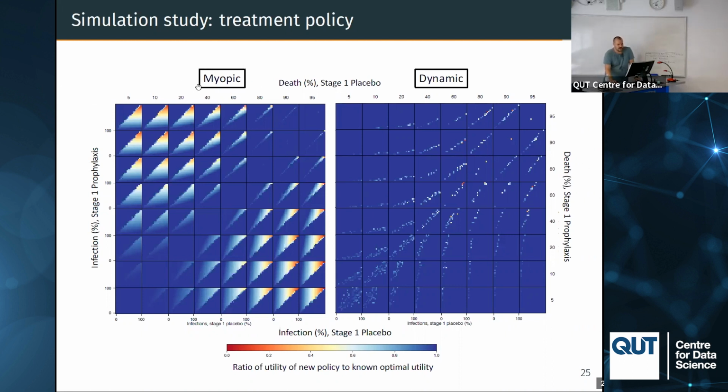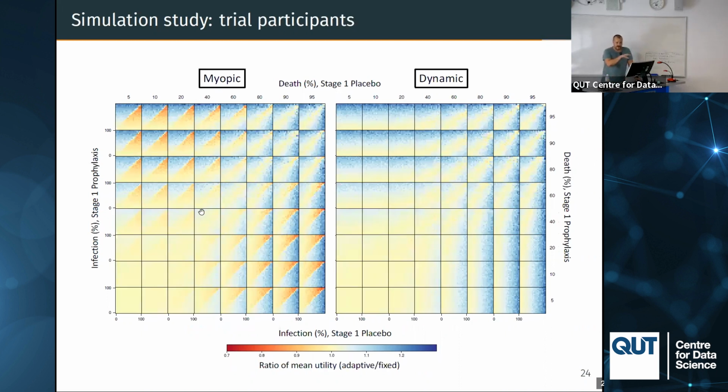So in the myopic setting, we can see a similar sort of pattern here to when we were just focused on the trial participants. Obviously, with the trial participants here, a lot of them were treated under a fixed design scheme up until we make the first adaptation. So this sort of reduction in utility is diluted by the fact that we don't start changing the design until we're about halfway through.